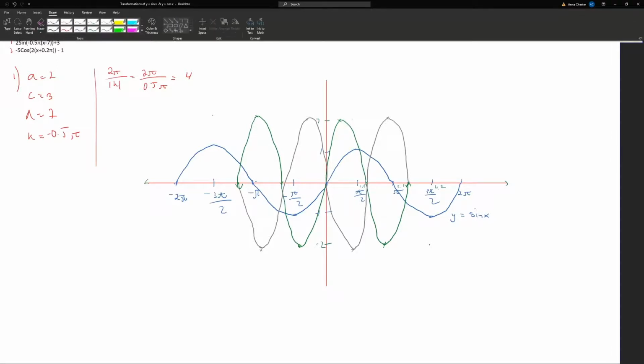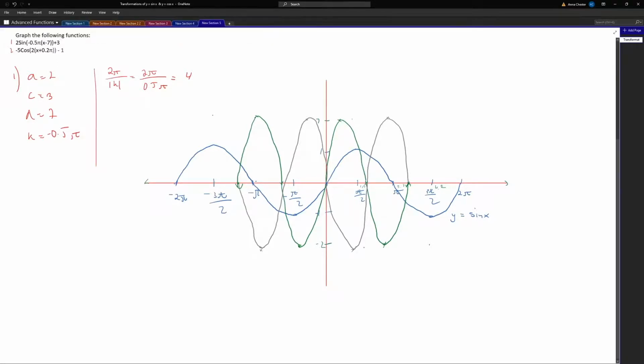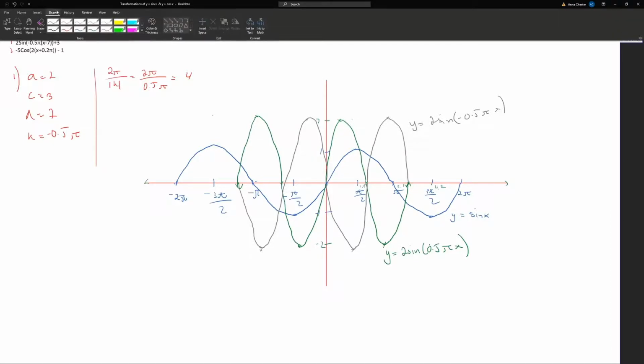I know it gets a little bit confusing when you have so many graphs on such a small canvas. So this would be 2 sine 0.5 pi x, and our gray graph would be y equals 2 sine negative 0.5 pi x. Lastly, we need to apply our translations. We'll do them in black.